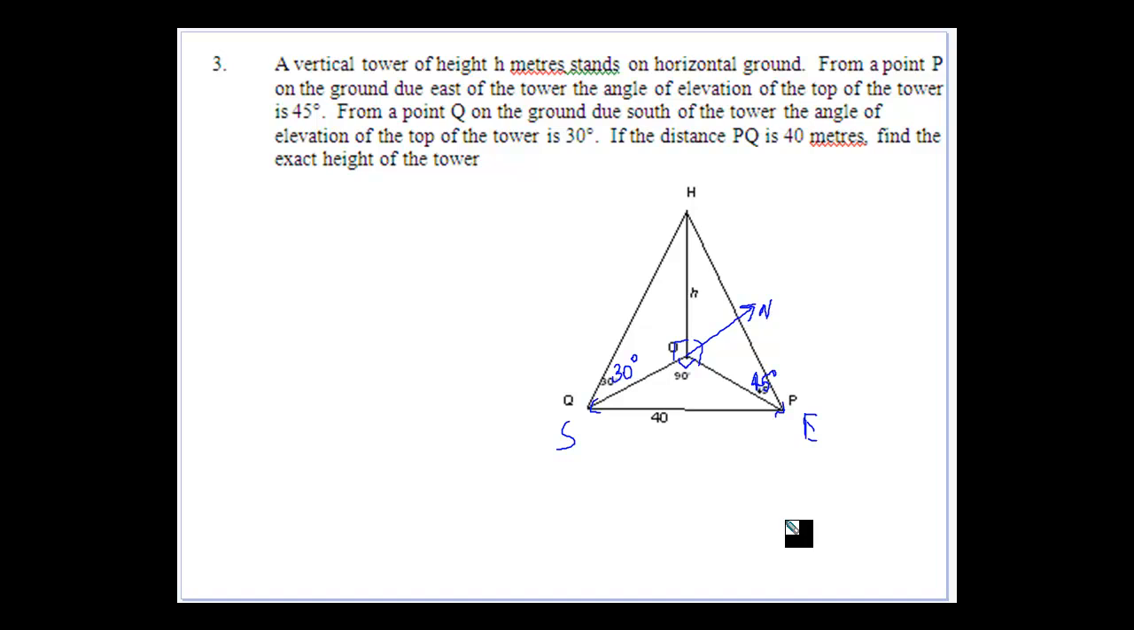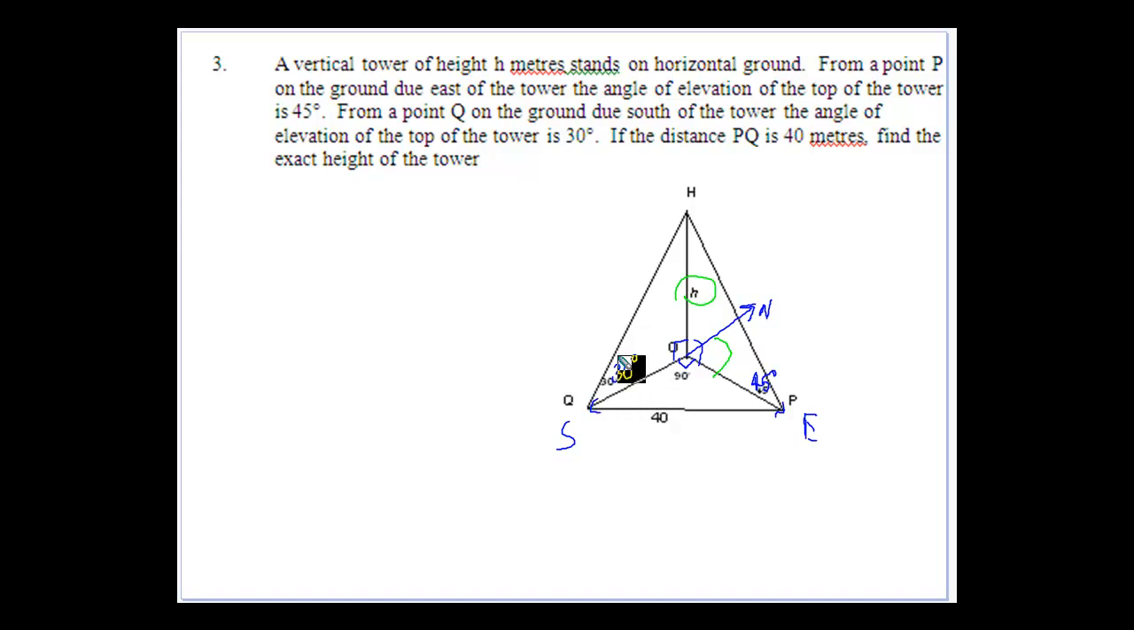This problem now, we've got a tower that's H meters, so we're going to have H there, and you've got a point P that's on the ground, and it's due east of that point. So we get our bearings, and we have that's going to be north in this direction, and it's going to be east, so that's going to be a right angle there. So from point Q, which is due south, so it's again 90 degrees that way.